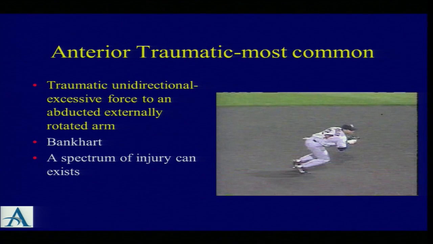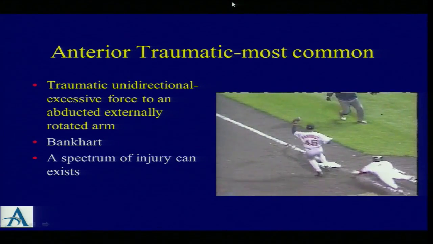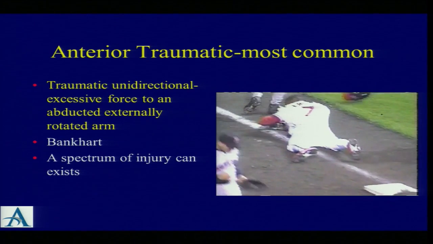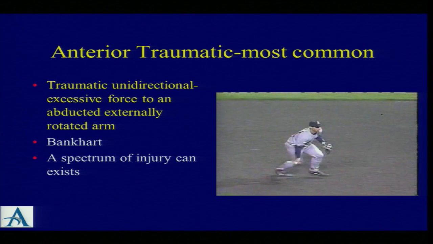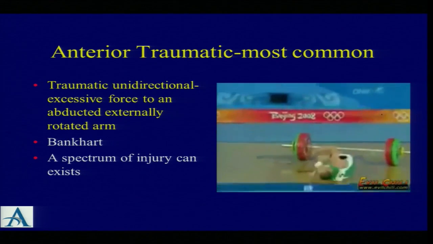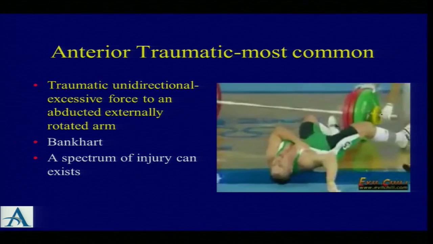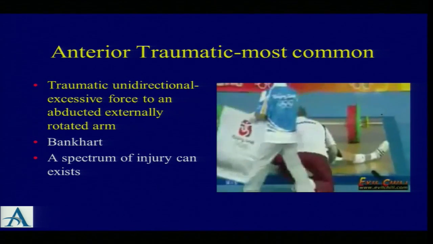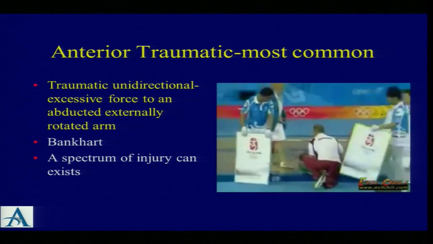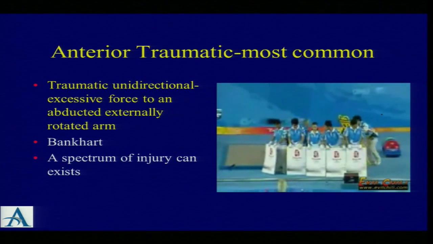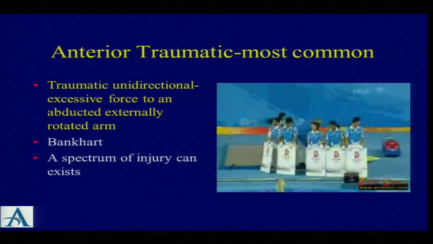So the most common is anterior instability. Can be subtle, as in where he dives with an arm that is forwardly flexed and externally rotated. Oftentimes it is not nearly as subtle, but it's generally an excessive force to an externally rotated arm. It will create a spectrum of injuries, Bankart lesion, etc. As you just saw on that weightlifter in Beijing. So apparently, amongst all the other ancient Chinese secrets, closed reduction of shoulder is one that they don't want to share with the rest of the world.